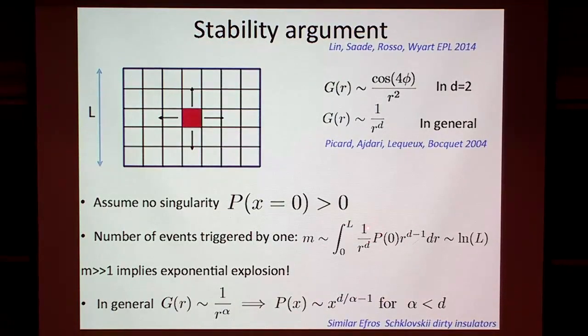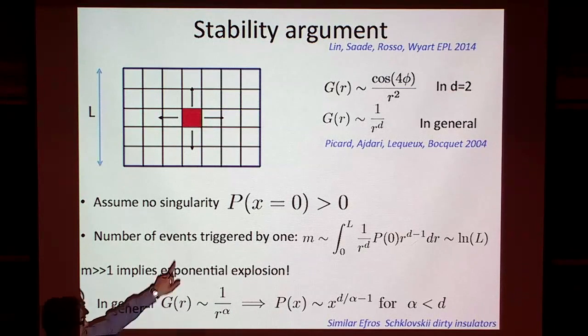Now you see that if P_0 was not vanishing, this quantity M would be much larger than 1. Actually, it would even diverge with the system size. If M is larger than 1, it means that you will have an explosion, because on average, in the first generation, you trigger a few new shear transformations. Each of them is going to trigger many new ones, and so on. So this cannot be the case.